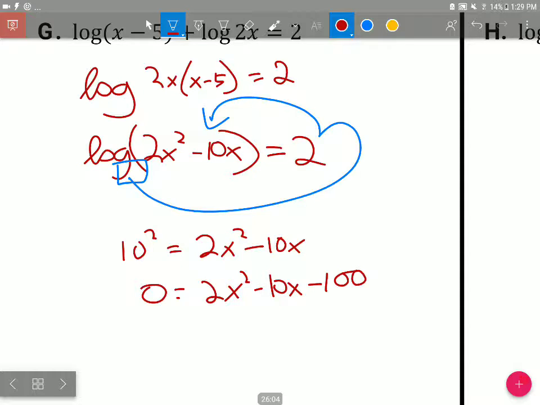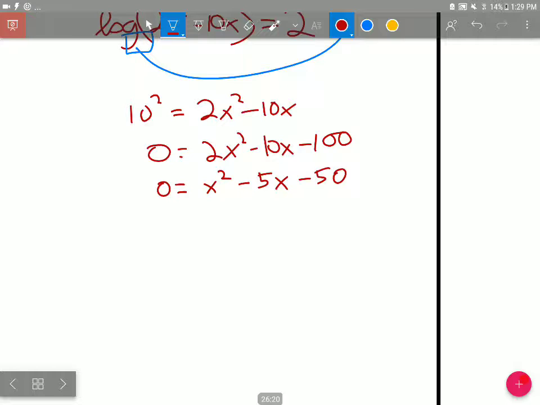Can I do anything to reduce that? Can I divide it by anything? By 2. So that's 0 equals, 2 divided by 2 is 1, 10 divided by 2 is 5, 100 divided by 2 is 50. And now let's pull out the parentheses and go. X on the left. What am I going to put on the right? 10 and 5, or 5 and 10, either one. What are their signs? Negative and positive. Which one's negative? The 10. Good. Positive 5, negative 10.